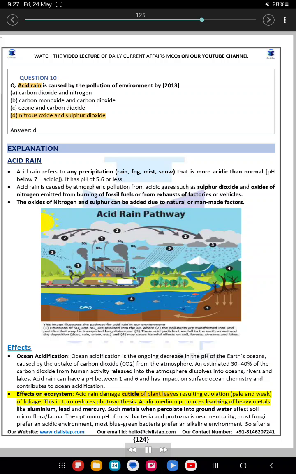Effects on ecosystem. Acid rain damages the cuticle of plant leaves, resulting in pale and weak foliage. This in turn reduces photosynthesis. Acidic medium promotes leaching of heavy metals like aluminium, lead and mercury. Such metals, when percolated into groundwater, affect soil microflora and fauna.